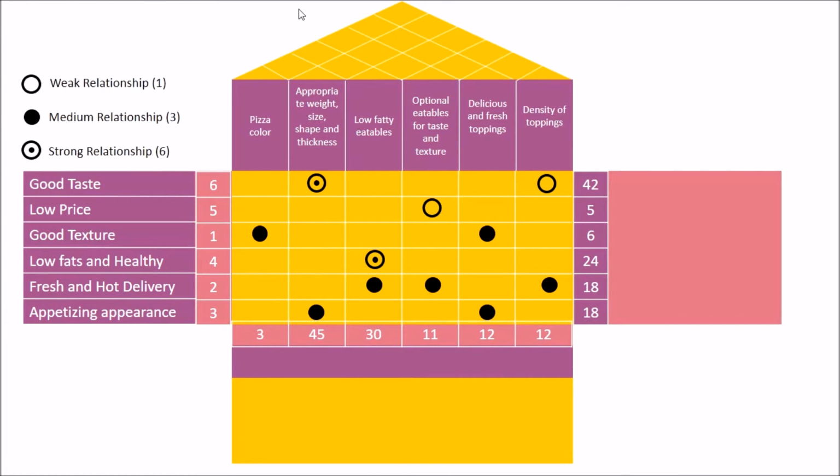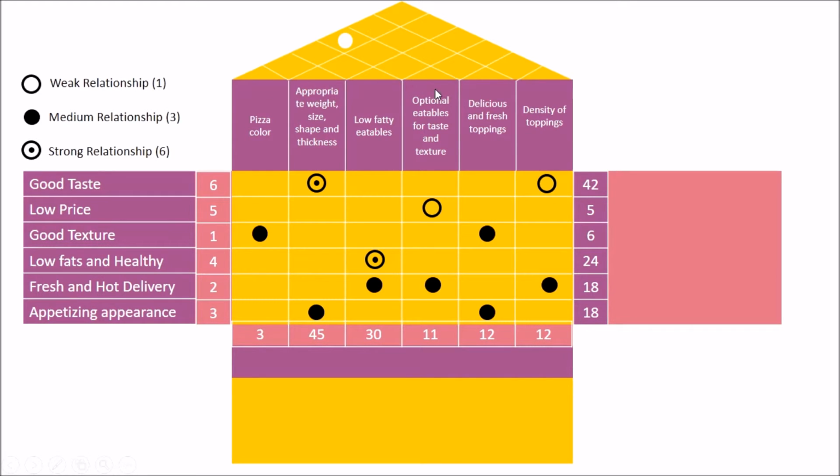Okay, now we are going to move to the correlations, which is the triangle on the top, the yellow triangle on the top here, this triangle. Okay, so now we have made a grid. Now in correlation, what we basically do is identify the relationship between our items. So first we see that there is a relationship between the pizza color and the optional eatables, the pizza color and the optional eatables. So we are going to mark here.